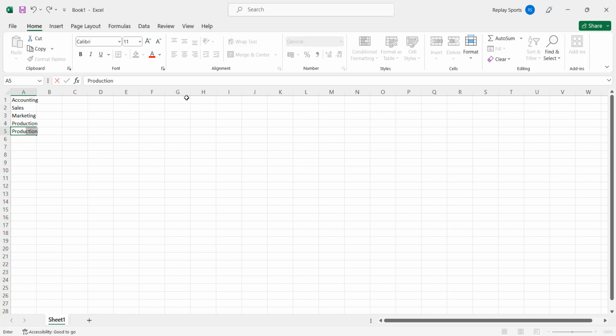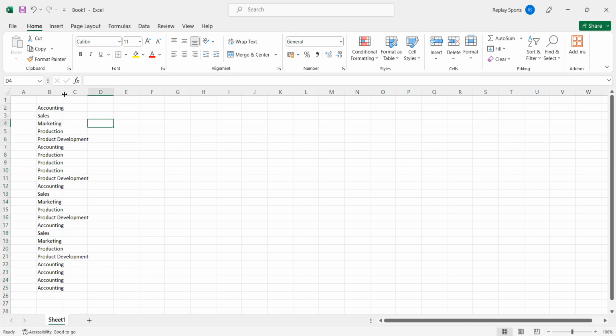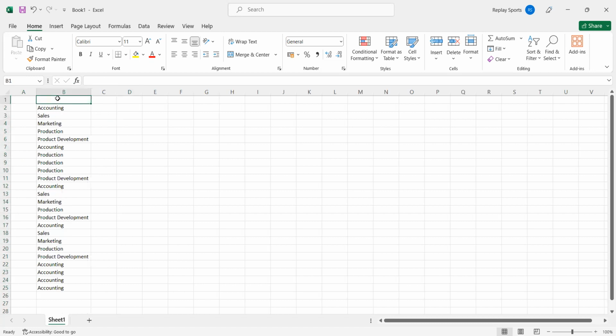So what I'll do is put this in the second row. These are the departments in which they got placement. Now I need to visualize this data.